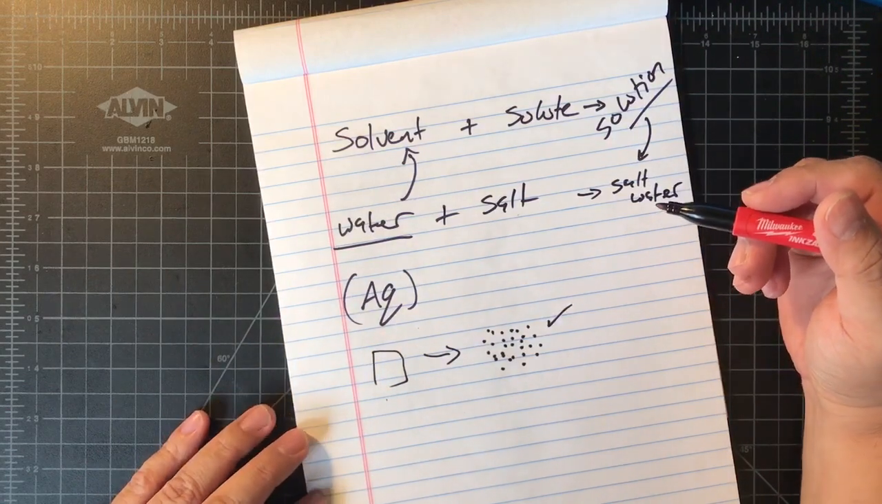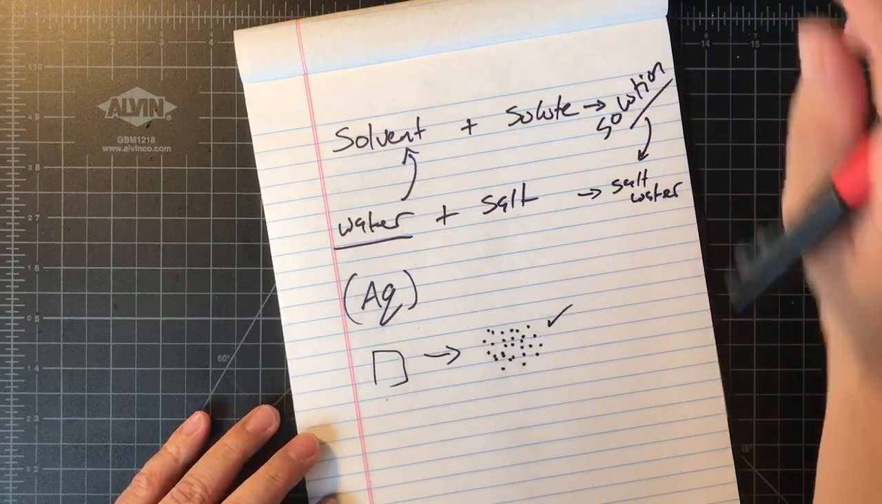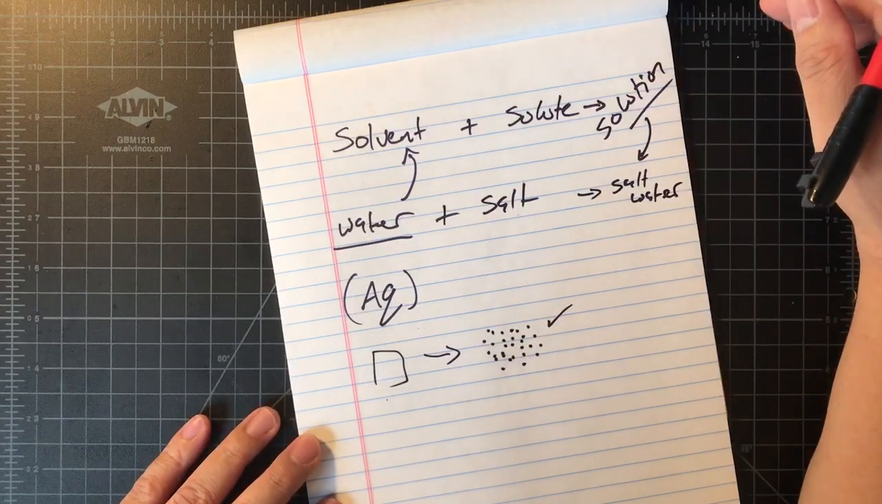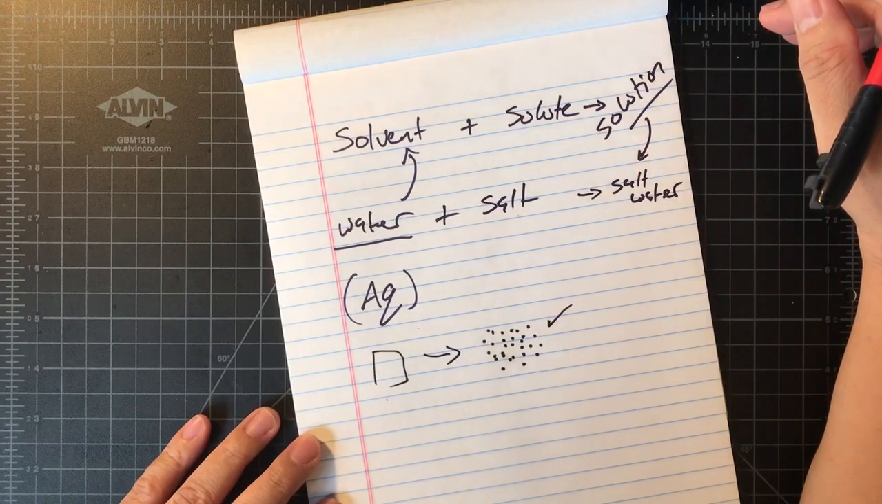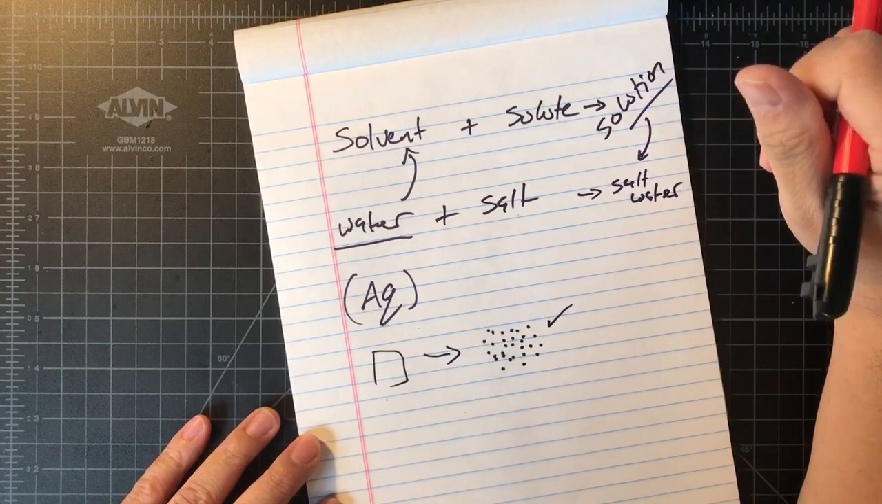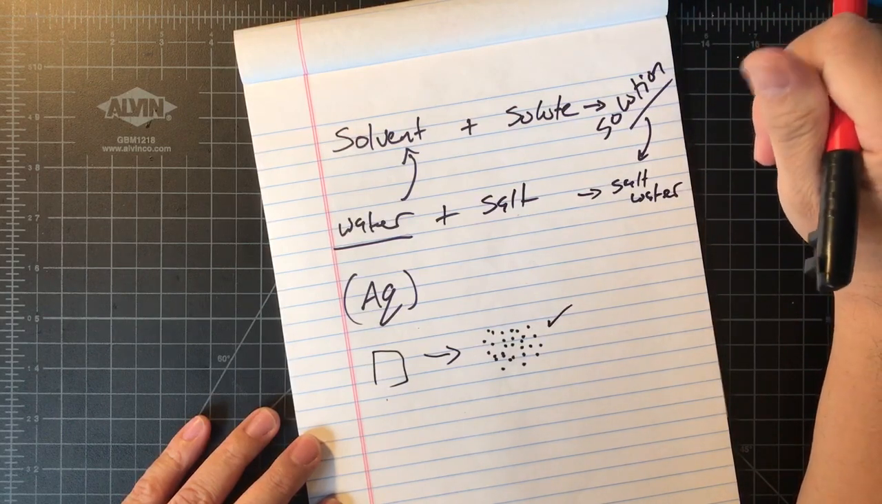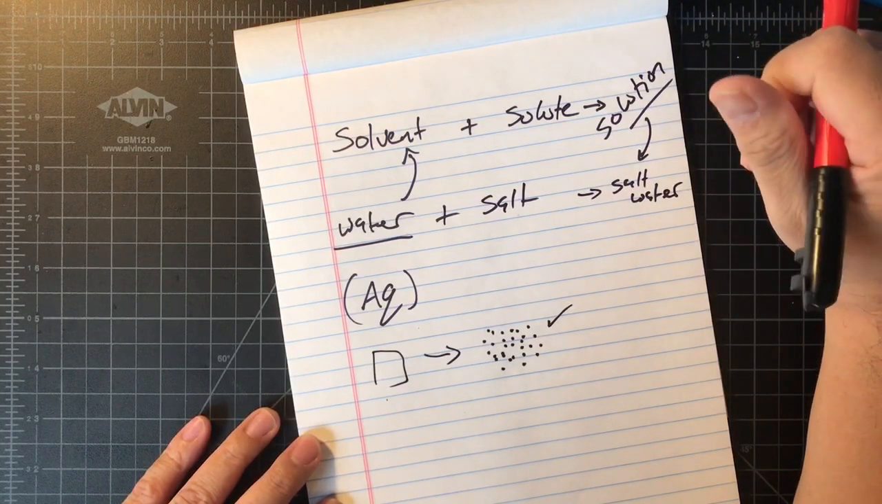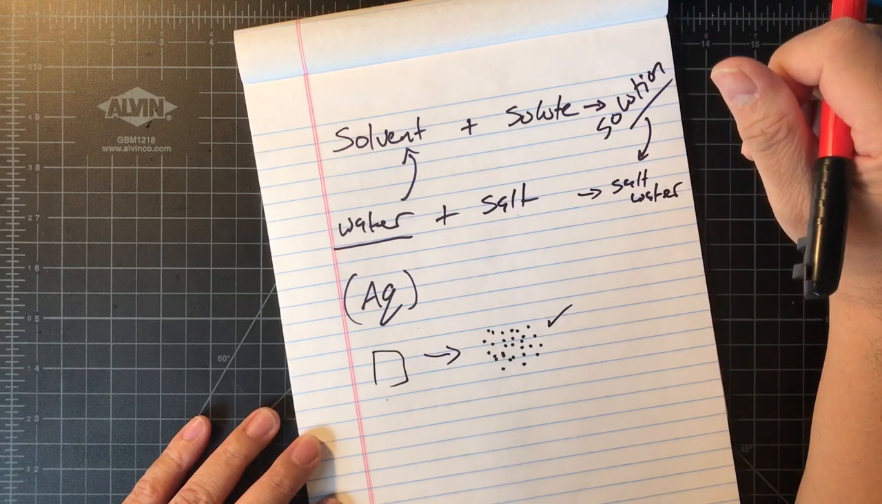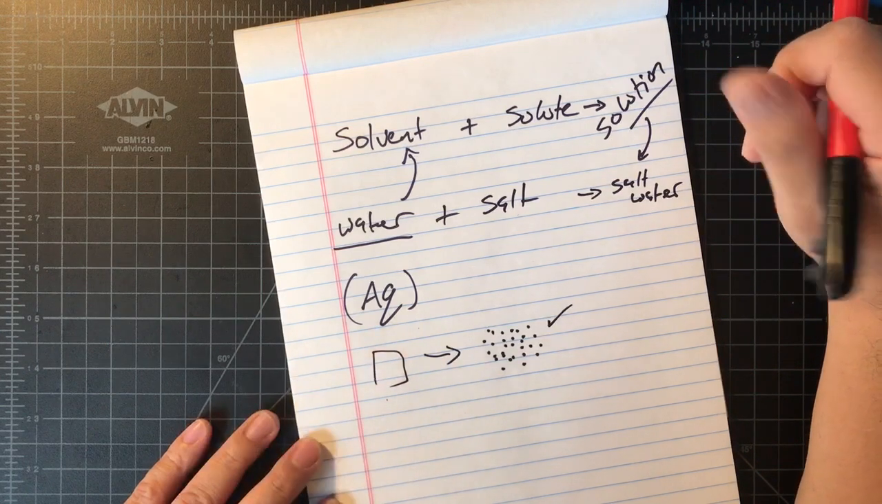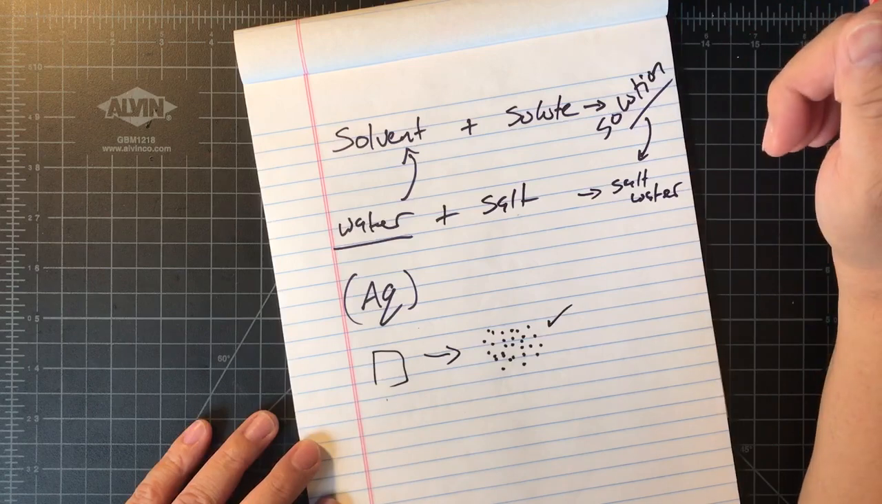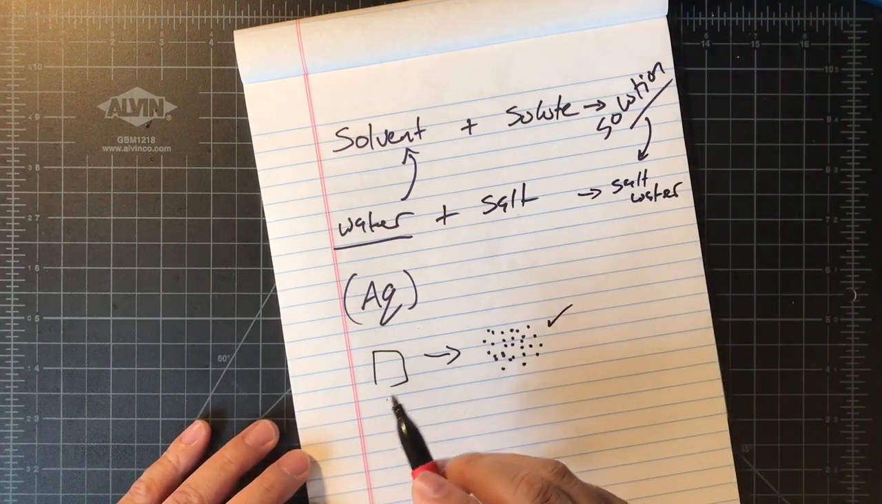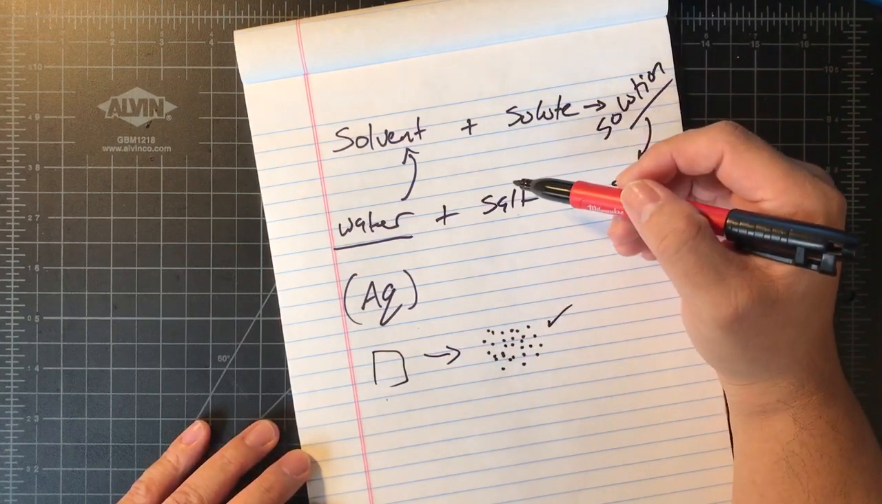So let's take a look at temperature and solubility. Temperature and solubility depends basically on whether you have a solid, liquid, or gas. Let's take a look at A first. Solubility generally increases when temperature increases. That's a direct relationship.